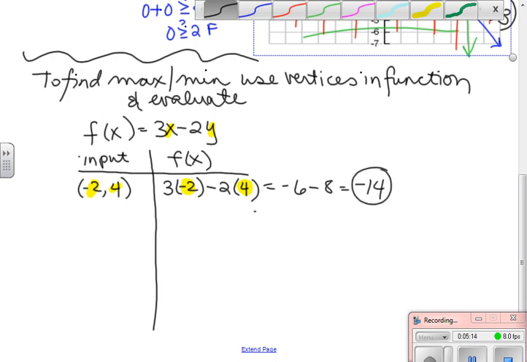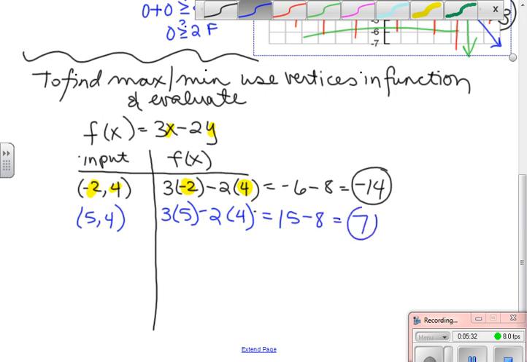That's one value. So then I'm going to test my next value, and my next value is 5, 4. I'm going to repeat with that substitution. 3 times 5 minus 2 times 4. So I have 15 minus 8, which is 7.